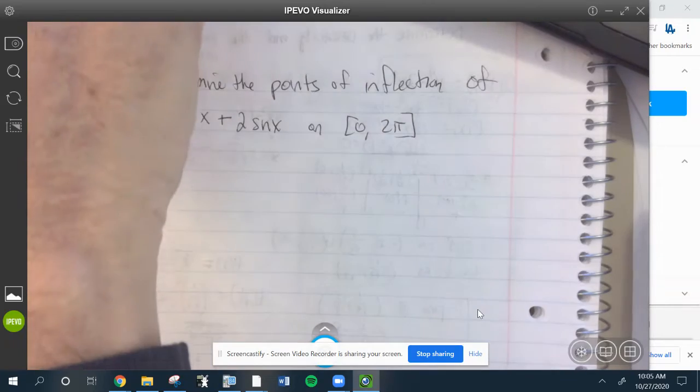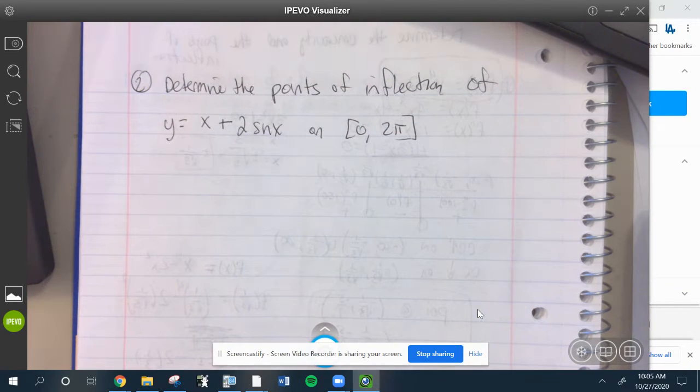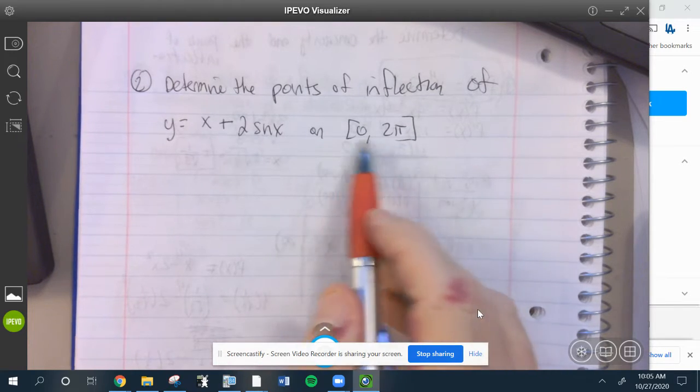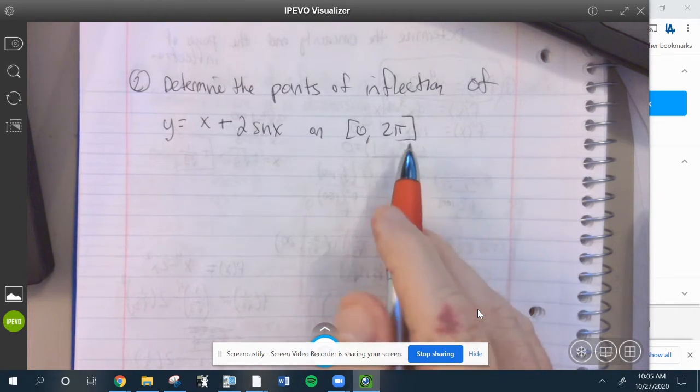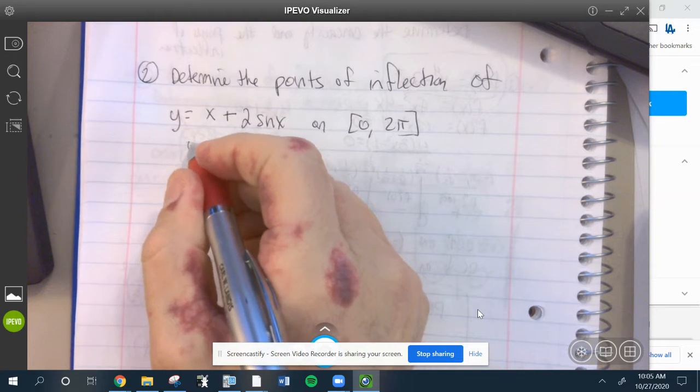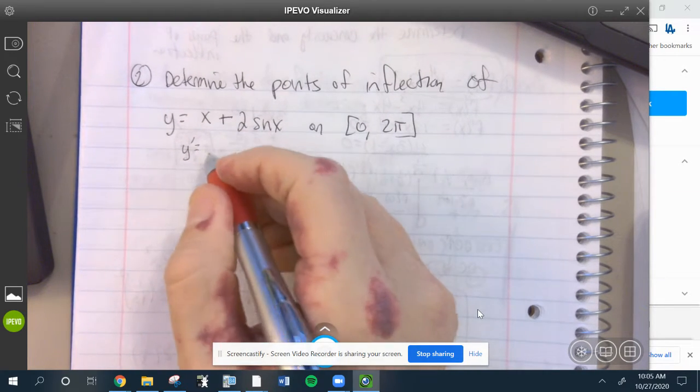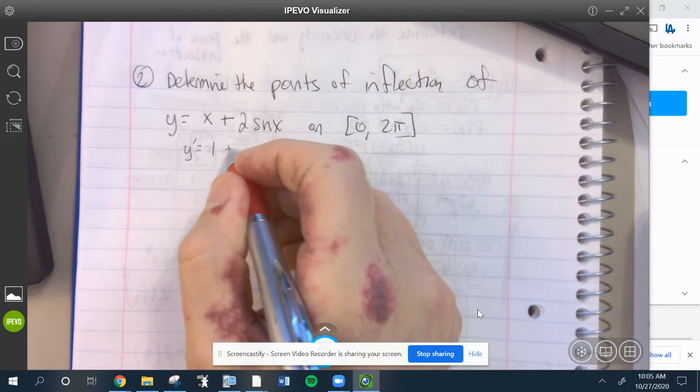Okay, so here's a trig example about finding points of inflection. It's y equals x plus 2 sine of x on 1 revolution of the unit circle. So we're going to have to find the second derivative to find the possible points of inflection first.